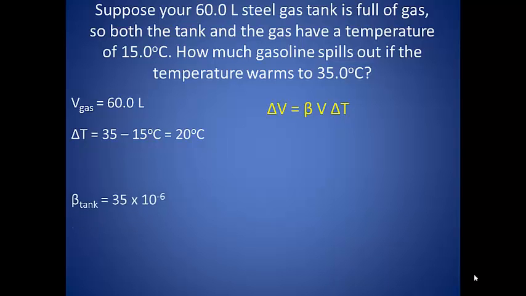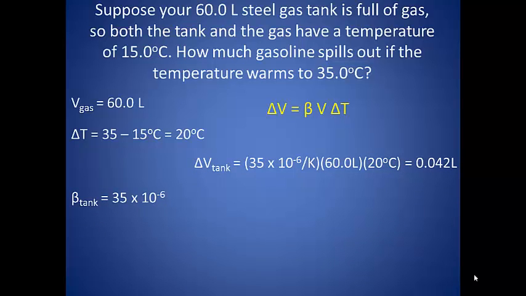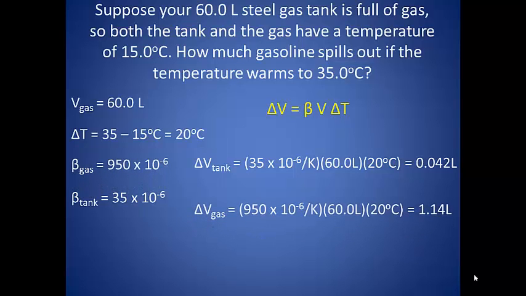The volume of this steel tank is 60 liters and undergoes a temperature increase of 20 degrees Celsius. This gives us a change in volume for the tank of 0.042 liters. The gas has a much higher coefficient of expansion, so we would expect more of a change in volume. In this case, our gasoline expands by 1.14 liters. We started out with a full tank, so to figure out how much gas was actually spilled, we need to find the difference in the expansions. In this case, it's 1.10 liters of gasoline.